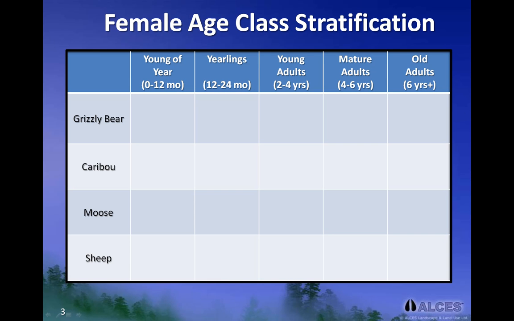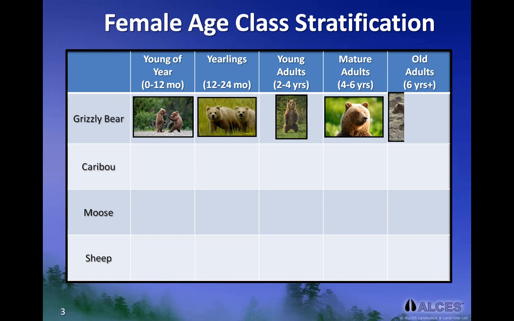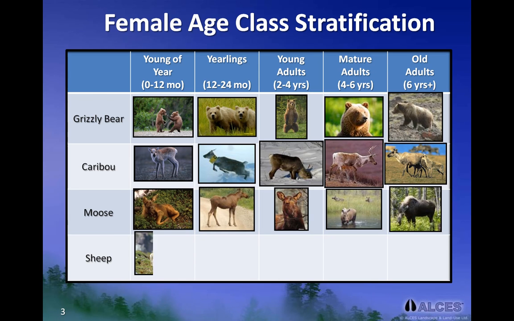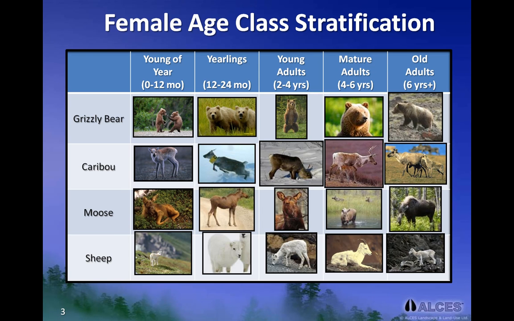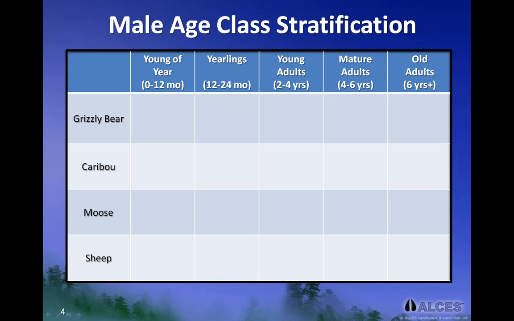Five age classes were defined in the model. This table shows the 5 different age classes for females: young of year, yearlings, young adults, mature adults, and old adults, and their corresponding age categories in months or years. The photographs show examples for each of the age classes according to 4 species, including grizzly bear, caribou, moose, and Dall sheep. Males for each of the 4 species were also categorized according to the same 5 age classes as the females.